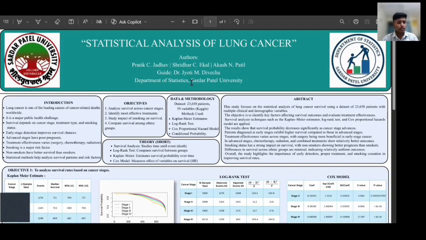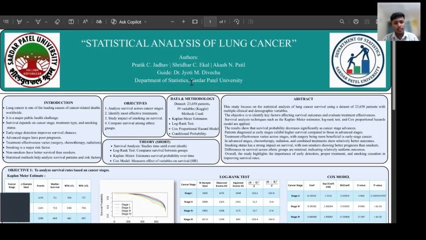First is the introduction. Lung cancer is one of the leading causes of cancer-related death worldwide. It is a major public health challenge. Survival depends on cancer stage, treatment type, and smoking status. Early stage detection improves survival chances, and advanced stages have poor prognosis, and treatment effectiveness varies: surgery, chemotherapy, radiation. Smoking is a major risk factor. Non-smokers have better survival than smokers. Statistical methods help analyze survival patterns and risk factors.